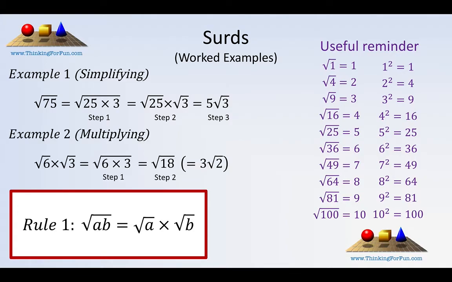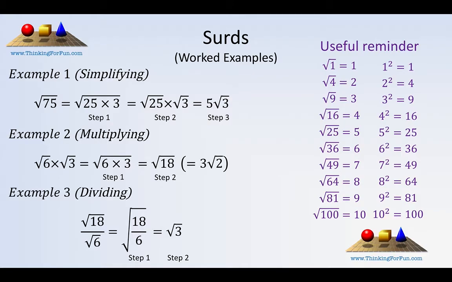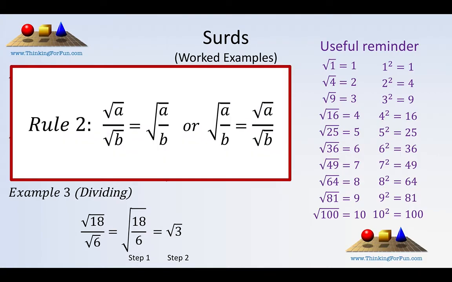Example 2 involves multiplying two surds together. Here we have the square root of 6 times the square root of 3, which using rule 1 in reverse gives us a square root of 6 times 3, which equals the square root of 18. Example 3 demonstrates the division of two surds. By using rule 2 this time, we can rewrite the problem as the square root of 18 over 6. Then this fraction can be calculated, giving us a final answer of square root of 3.